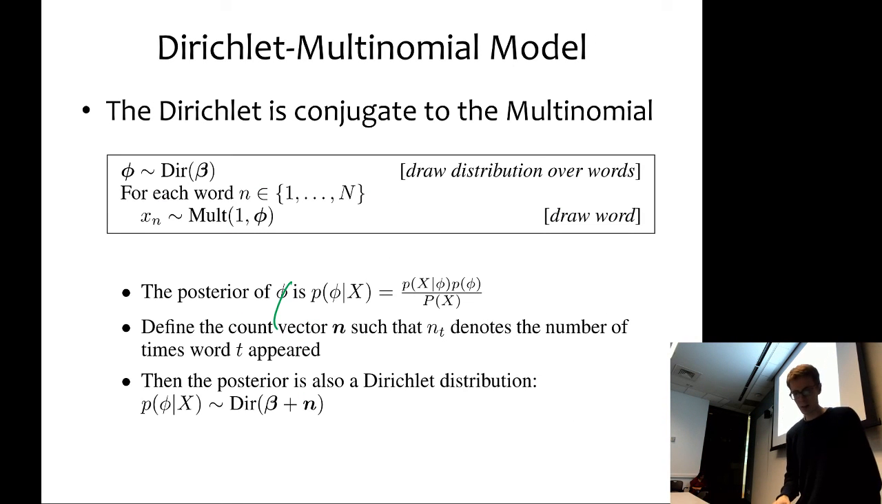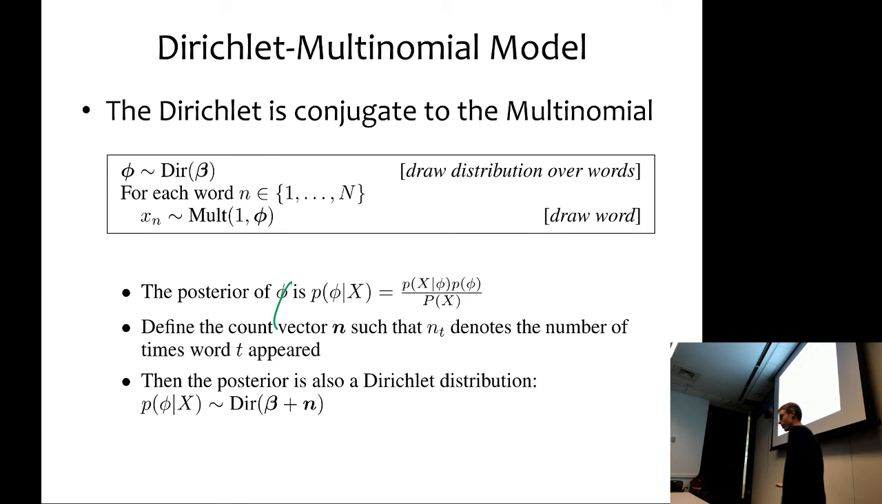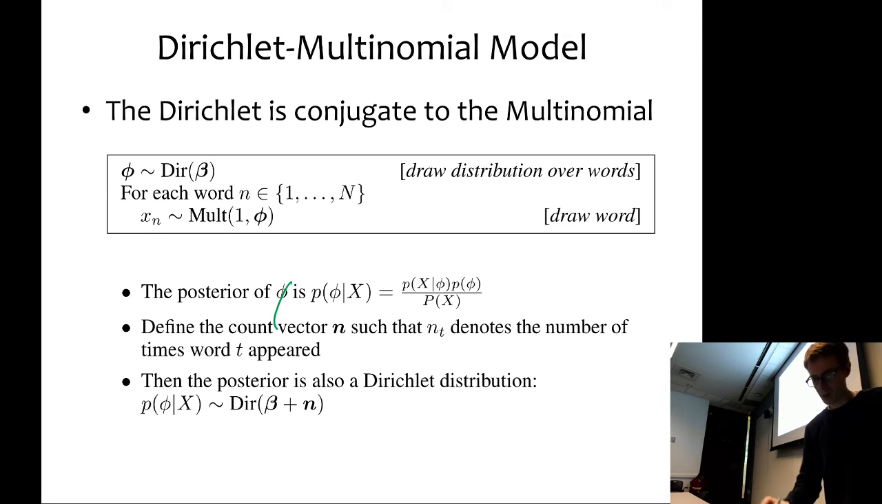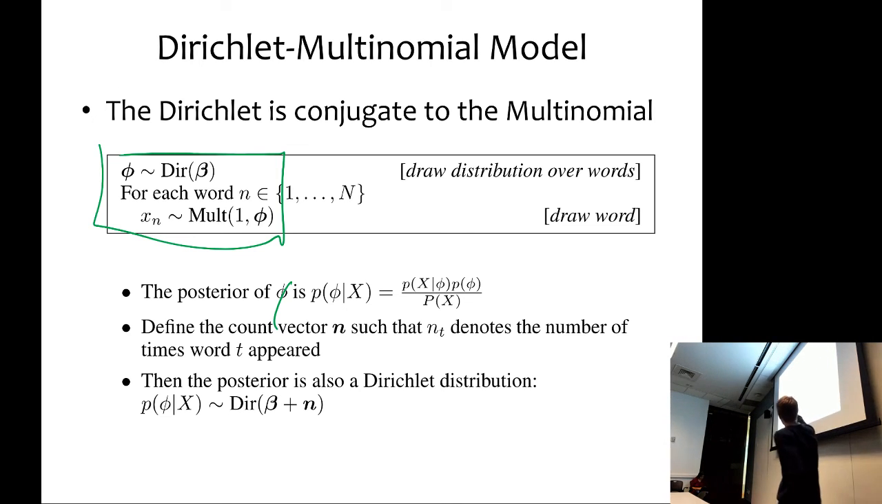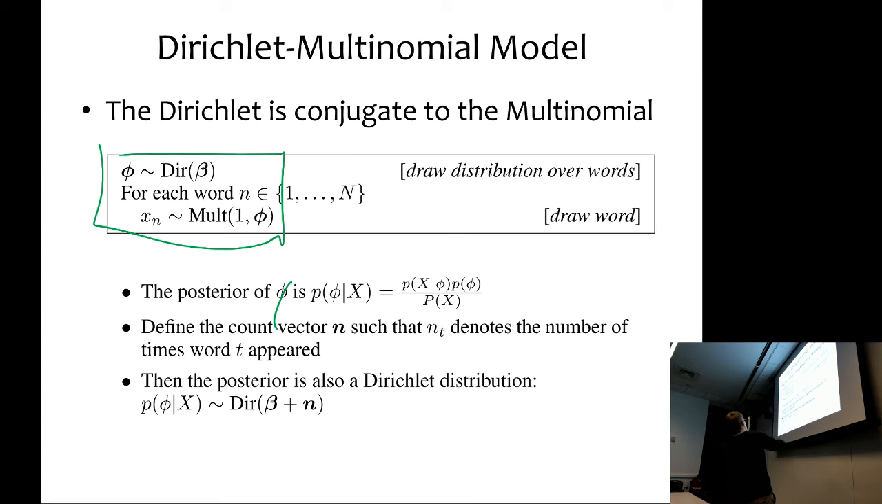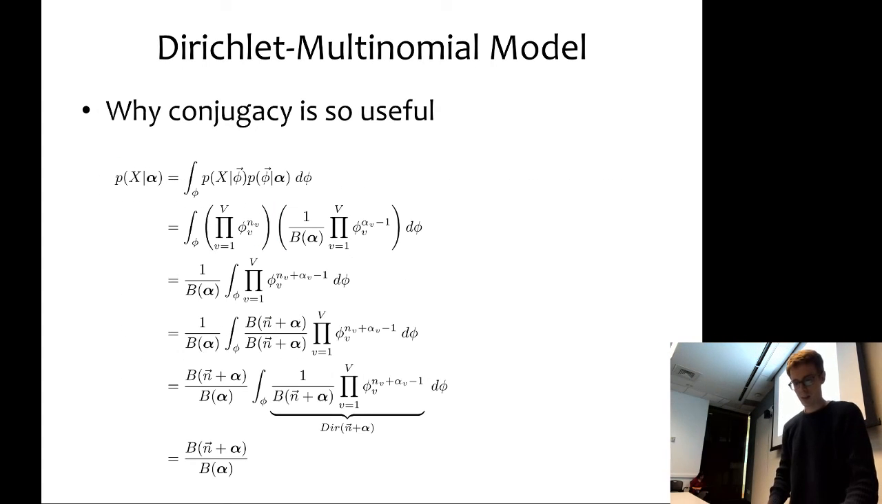Okay, so this now comes back to Dirichlet multinomial conjugacy, which we saw last time for the naive Bayes example. What we said last time was that if we have a Dirichlet multinomial model, like something like this, where we draw a distribution over words, like a topic distribution, and then draw a bunch of words from that topic distribution, then the posterior over phi actually has the form of a Dirichlet based on beta and some count variables.